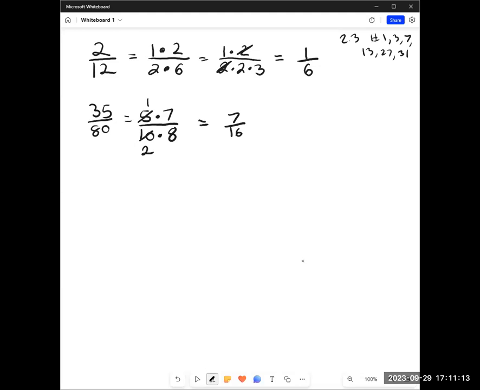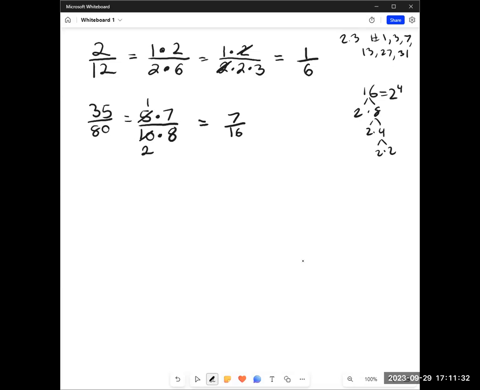7 is a prime number and is not a factor of 16. If I look at 16, 16 is 2 times 8, which is 2 times 4, which is 2 times 2. 16 is just a bunch of 2's. It's 4 2's. And there are no 2's in 7, so I've broken it down all the way, and it's in simplest form.